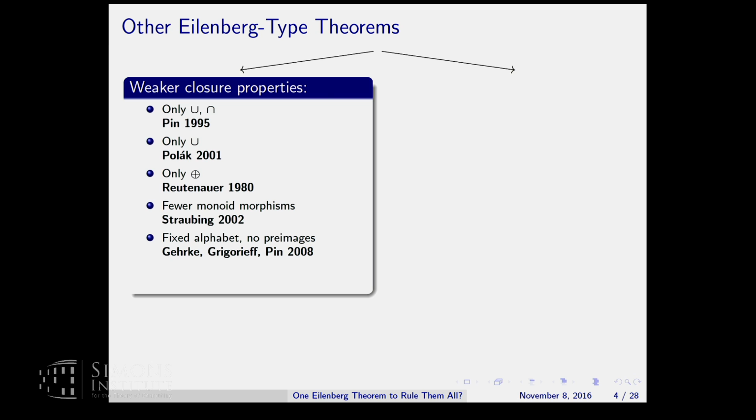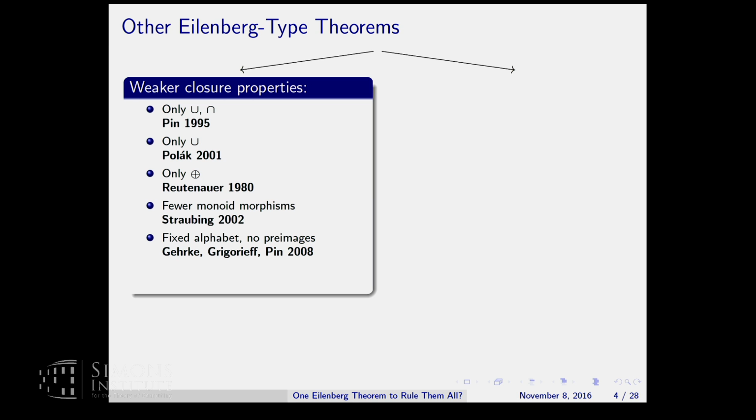One could consider fewer monoid morphisms than all between free monoids, or more recently, one could consider what's called local Eilenberg-type correspondences, where you fix one alphabet and then you don't consider the pre-image property. So this is from work by Gehrke, Serge Grigorieff, and Jean-Éric Pin.